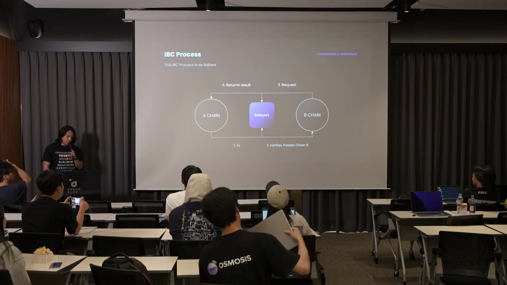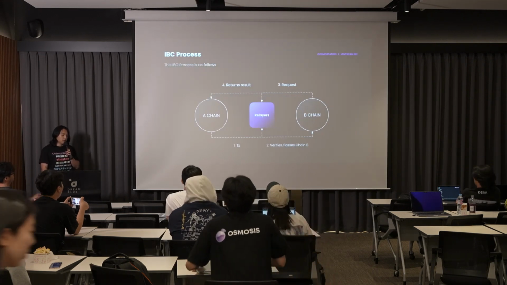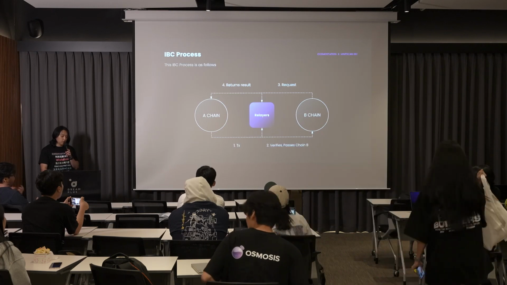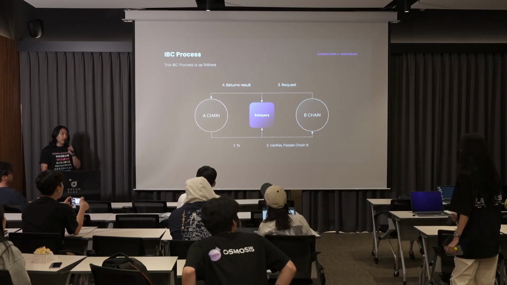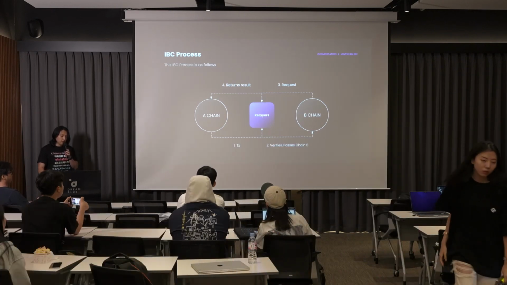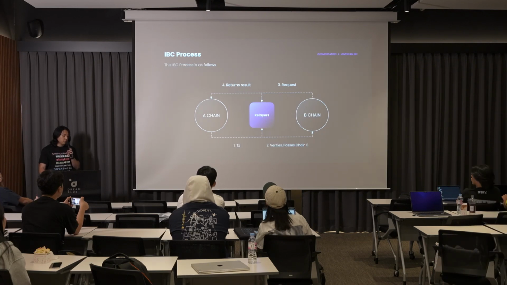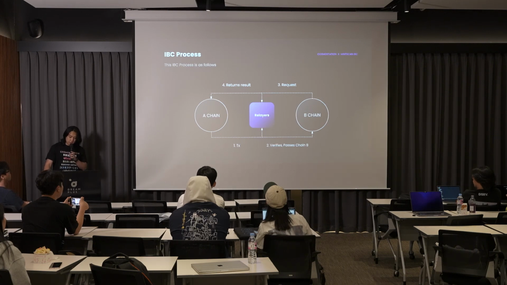The IBC process is as follows. A transaction is created to transfer tokens from chain A to chain B. The relayer receives the request from chain A, verifies it, and passes it on to chain B. Chain B processes the request and returns the results.